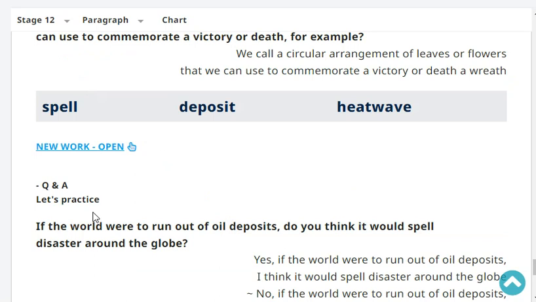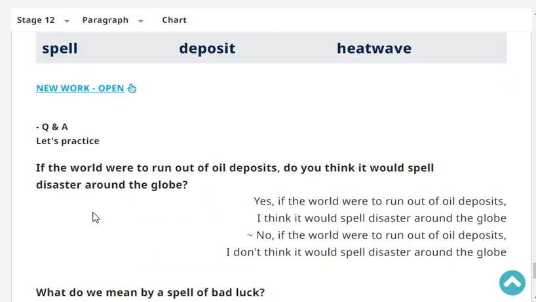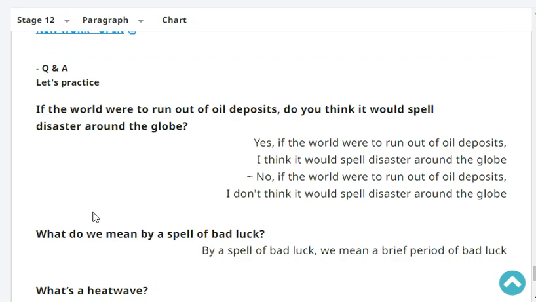Very good. If the world were to run out of oil deposits, do you think it would spell disaster around the globe? Yes or no? Yes, if the world were to run out of oil deposits, I think it will spell disaster around the globe.